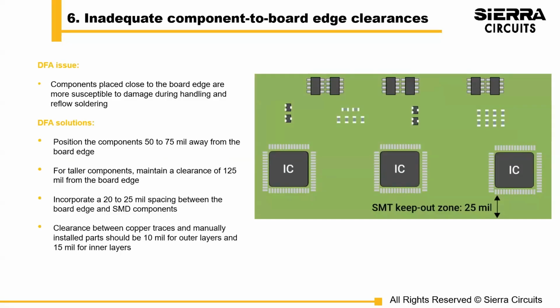We'll just discuss inadequate component to board edge clearances now. So components that are placed close to the board edge are more susceptible to damage during handling and reflow soldering. To avert this, you need to position the components 50 to 75 mm away from the board edge. We also recommend for taller components to maintain a clearance of 125 mm from the board edge. Incorporate a 20 to 25 mm spacing between the board edge and SMD components, and clearance between copper traces and manually installed parts should be 10 mm for outer layers and 15 mm for inner layers.